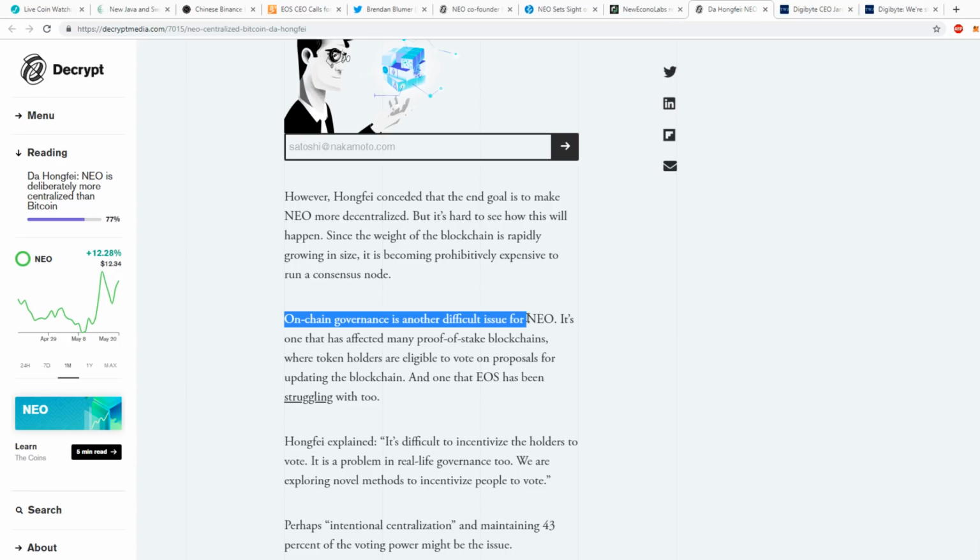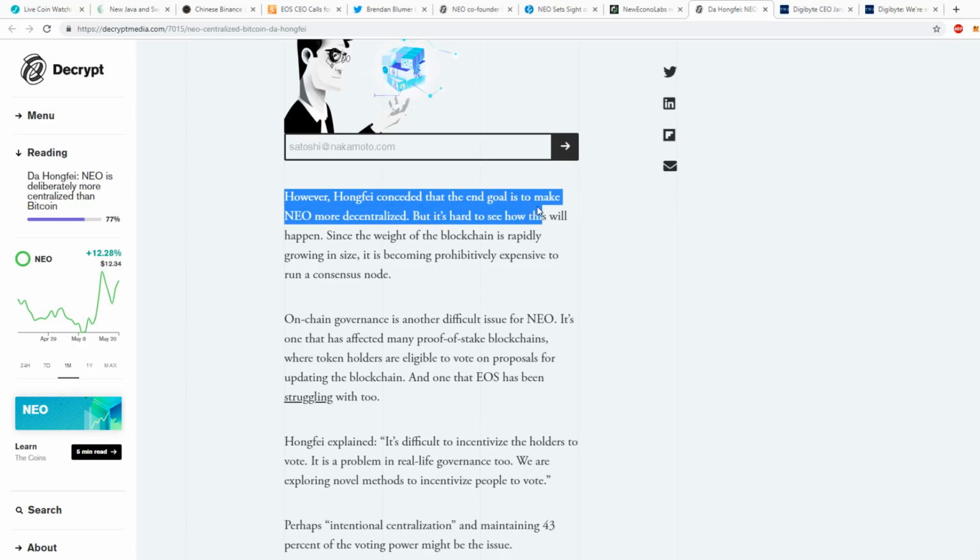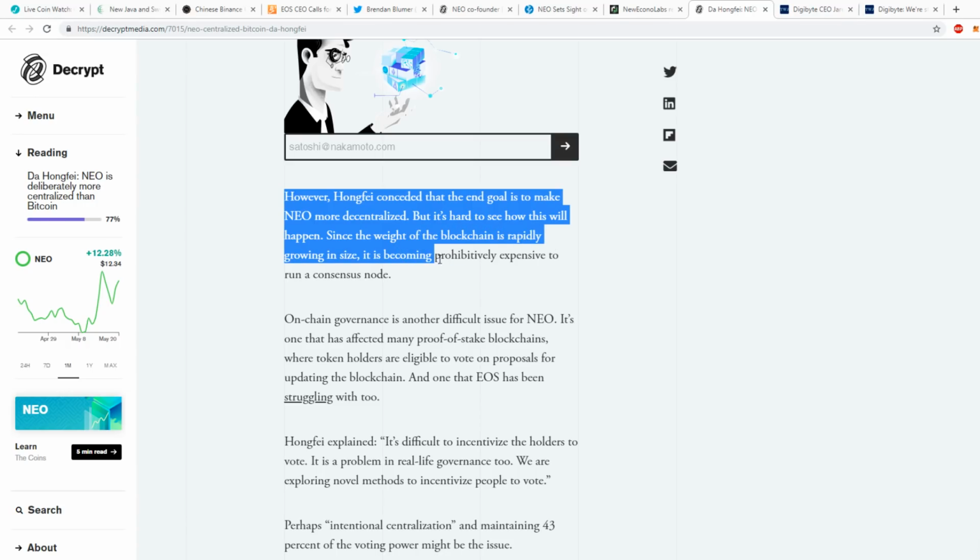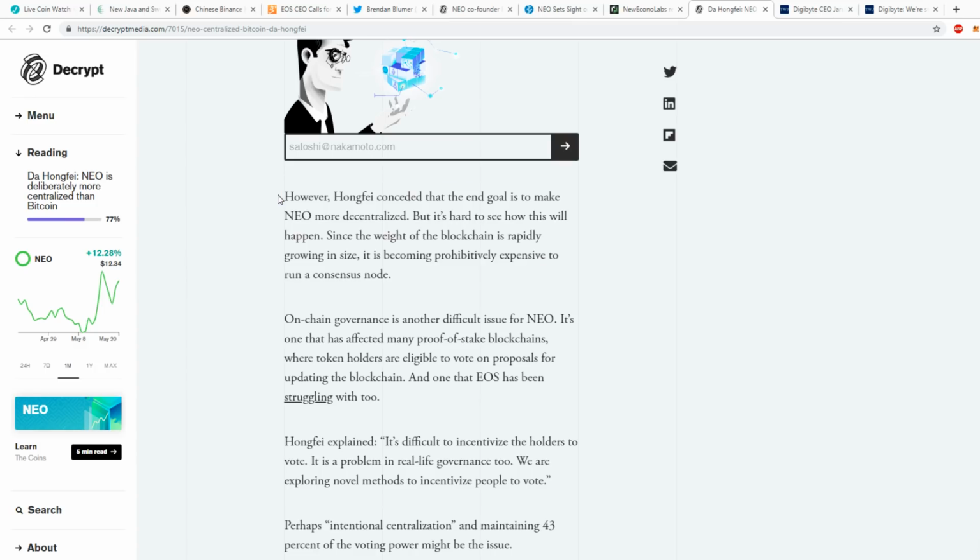On-chain governance is another difficult issue for NEO, which is something we've seen for a long time. Oh wait, let's actually start from here. This is also important. Hongfei conceded that the end goal is to make NEO more decentralized, but it's hard to see how this will happen since the weight of the blockchain is rapidly growing in size and is becoming prohibitively expensive to run a consensus node. And there the question is, can they ever turn decentralized really? Because it's only getting more expensive and they're only growing bigger, so scalability is going to be more and more of an issue.